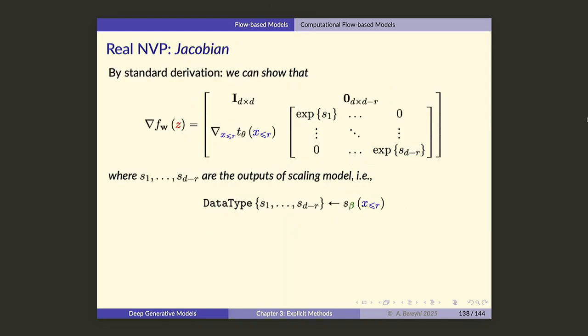So now, with this real NVP, the very interesting property is the Jacobian matrix. If you just write down the Jacobian, it needs a bit of messy calculation, but at the end of the day, you can show that the Jacobian is simply in this form. Okay? Now, let's look at it together.